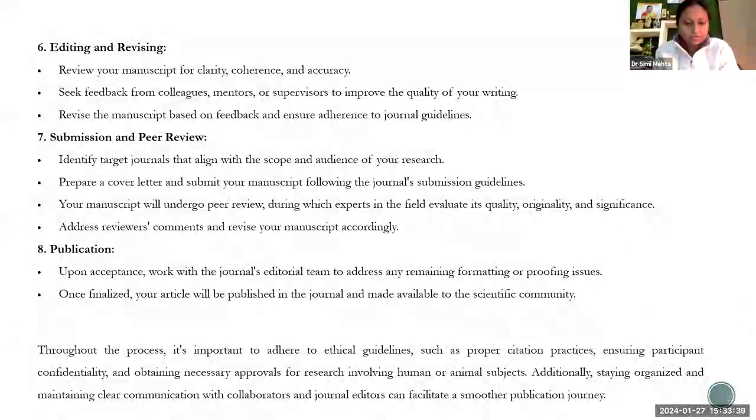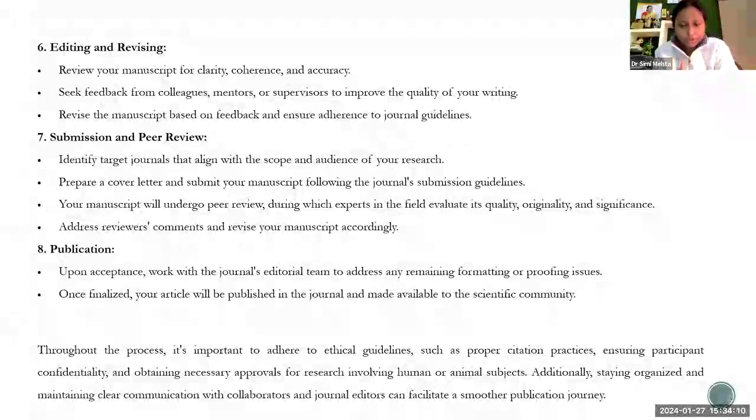Then you submit, and it goes for peer review. You identify the target journals that align with the scope and audience of your research. Prepare a cover letter. They generally ask for all these things in the editorial guidelines also. Submit your manuscript, either through various online processes, or you may simply have to email them. Then your manuscript will undergo peer review, sometimes blind or double-blind.